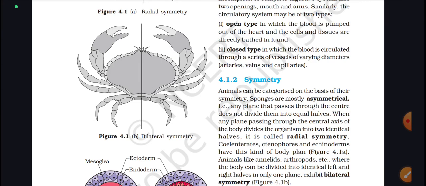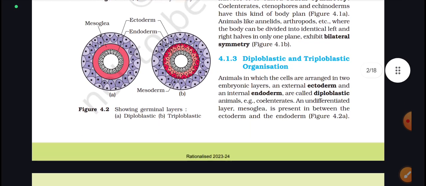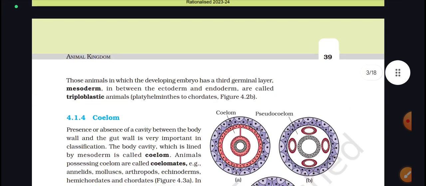Animals like annelids, arthropods, etc., where the body can be divided into identical left and right halves in only one plane, exhibit bilateral symmetry. Diploblastic and triploblastic organization. Animals in which the cells are arranged in two embryonic layers, an external ectoderm and an internal endoderm, are called diploblastic animals. Example: coelenterates. An undifferentiated layer, mesoglea, is present in between the ectoderm and endoderm. Those animals in which the developing embryo has a third germinal layer, mesoderm, in between the ectoderm and endoderm, are called triploblastic animals. Platyhelminths to chordates.